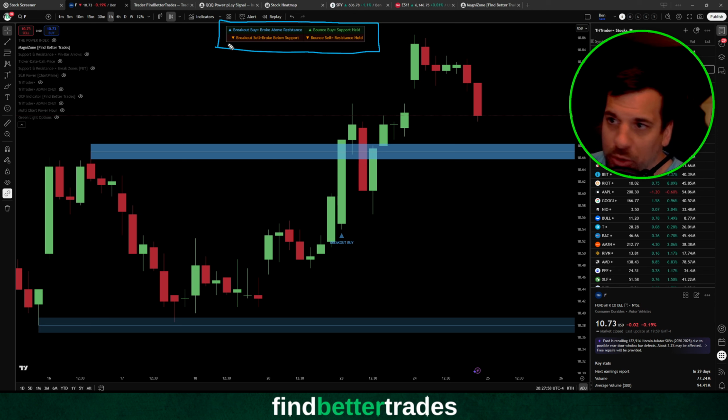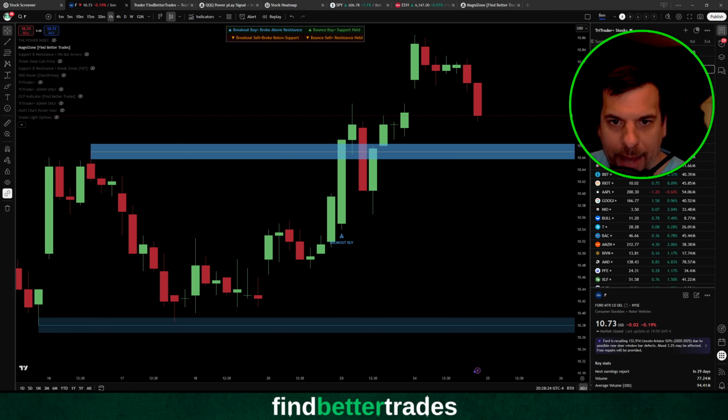I actually have a nice little cheat sheet up here, and it is the breakout buy, breakout sell, bounce buy, or bounce sell. Essentially what that means is that whenever price comes up into this zone and breaks out, you're going to get a little arrow, and you're going to see exactly what it is. So if you come up here, we got a breakout buy. What does that mean exactly? Well, we broke above resistance, and this was a resistance point.